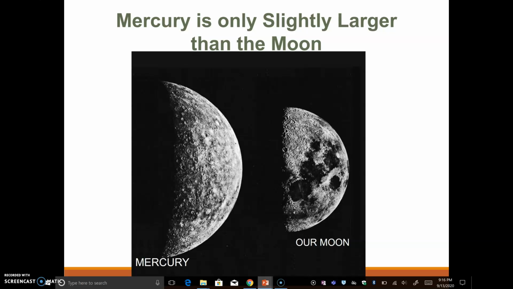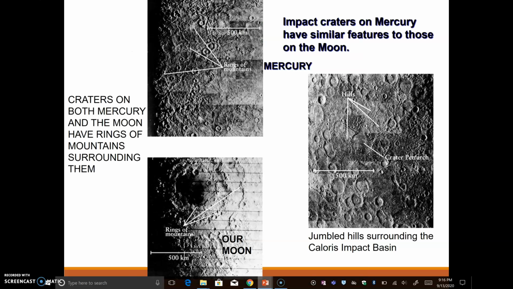So some of the fun facts about Mercury here is that Mercury is only slightly larger than the Earth's moon. And so that's a really interesting fact of how small this planet really is. So the craters on Mercury and the Moon have very similar aspects to them. So they have these rings that surround them, rings of mountains that surround these craters. And these impacts are very similar to our moon. So if we look up here at Mercury and our moon here, you can see how similar the surfaces look in comparison.